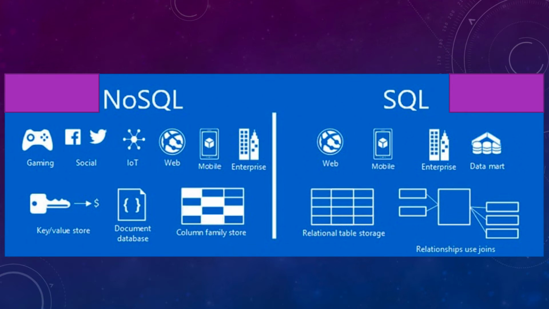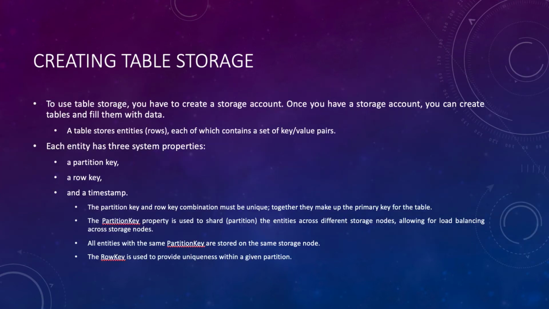But going back to what we had over here, when we talk about table storage, you basically are storing a NoSQL database within your Azure storage account. So each of these tables stores rows, as we said, each of which contains a set of key value pairs. Each entity has three system properties: a partition key, a row key, and a timestamp. The partition key and row key combination must be unique. Together, they make up the primary key for that specific table.